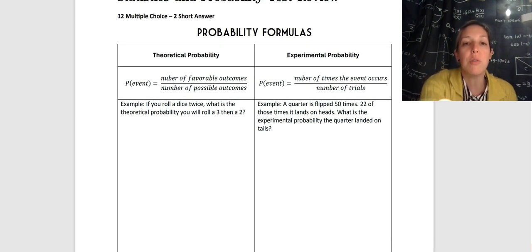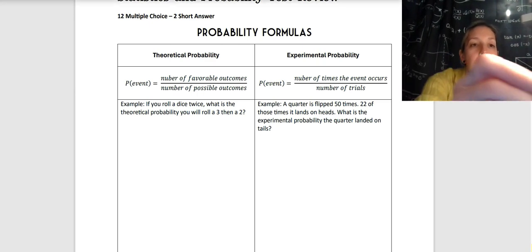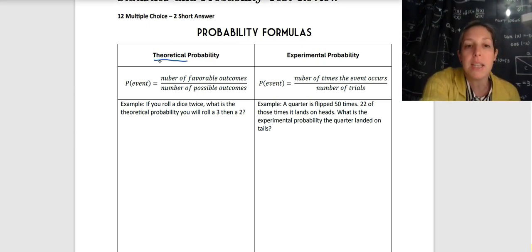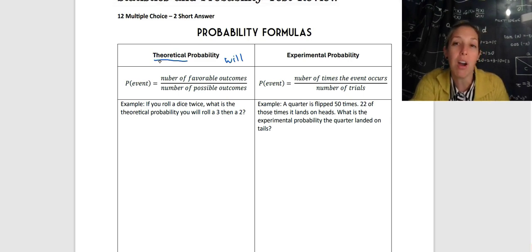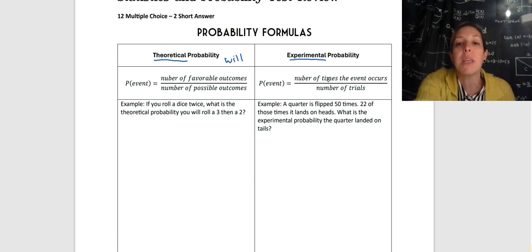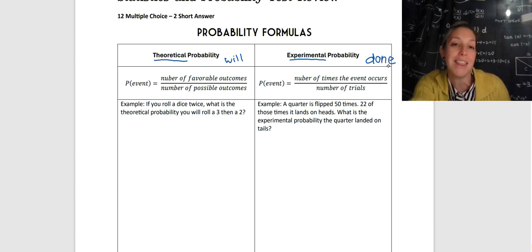So just a quick review of theoretical probability versus experimental probability. Theoretical probability is when we're talking about something that will happen or could happen. It's not something we've already done. It's theoretically, if we did an experiment, what would happen. Experimental is something that has already happened. So you've already done the experiment. So the experiment is done, it's over, and now we're looking at the data. The formulas are very similar.